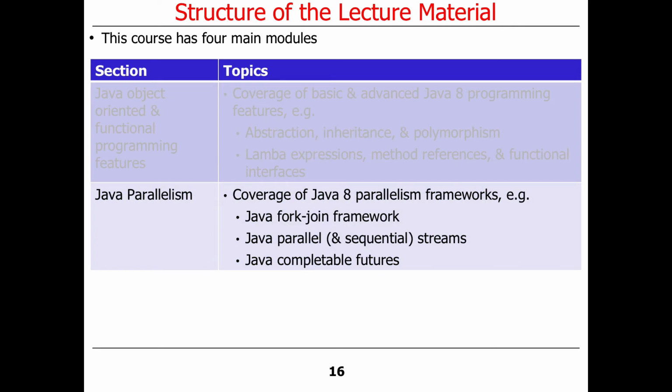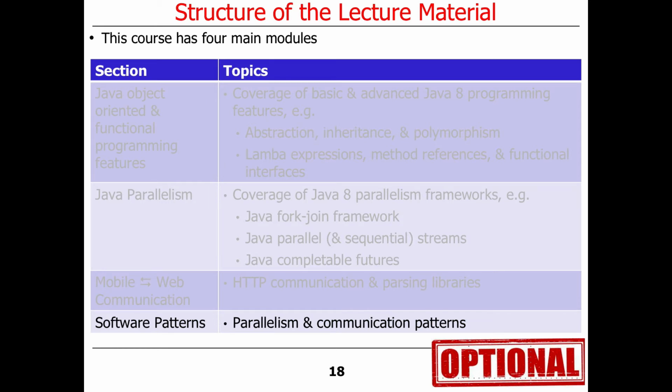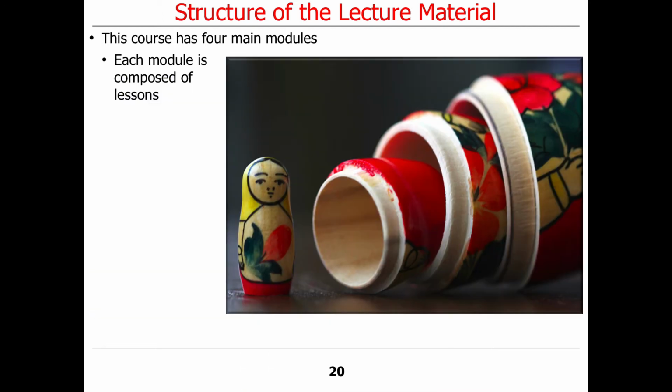The bulk of the class is going to focus on fork join framework, sequential and parallel streams, and completable futures. I mentioned that before. We're probably going to spend 10 of the 14 weeks on that. And a little tiny bit of stuff on some of the communication and, depending on how much time we have, some of the patterns. We may bounce around a little bit in these topics, but I think it'll pretty much go sequentially from here down to there. You'll see that the class is organized in terms of these modules, which we just talked about.